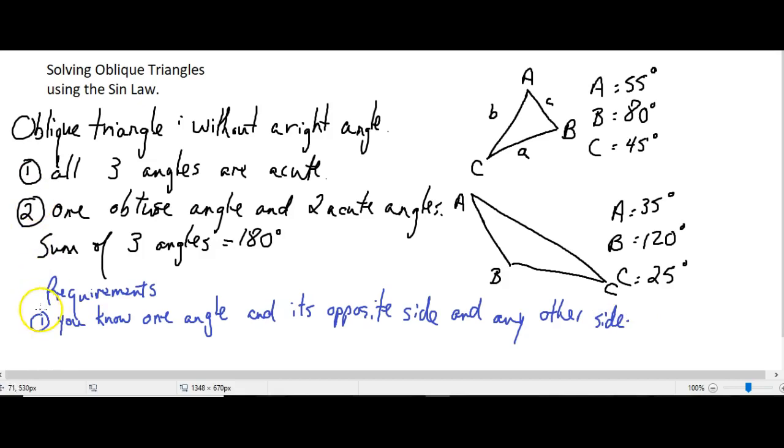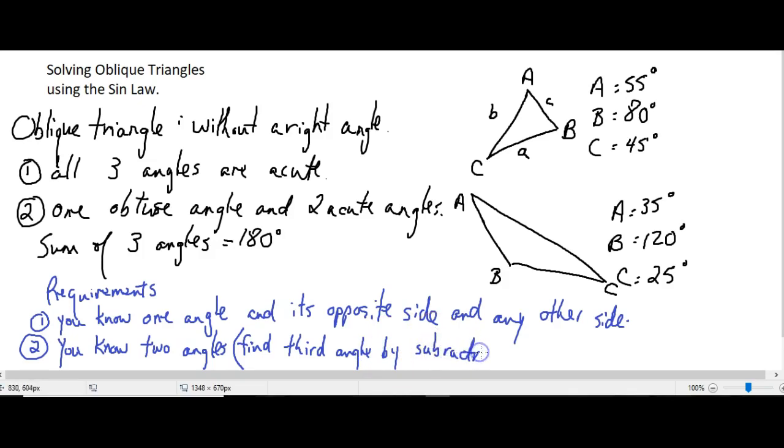Okay, the second possibility for using the sine law is that you know two angles, and maybe you can kind of predict that if you know two angles, then you do know the third angle. So that means find the third by subtraction. And any side, because any side will be opposite one of these three. Okay, so those are two things to look for when you're deciding, do I use the sine law?